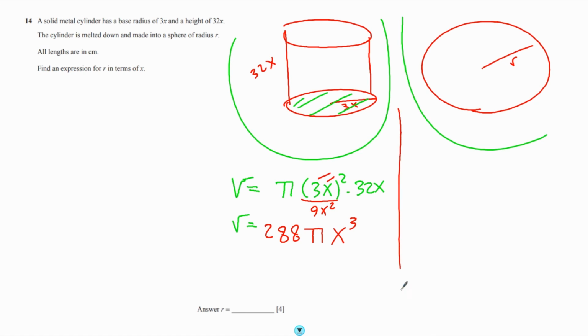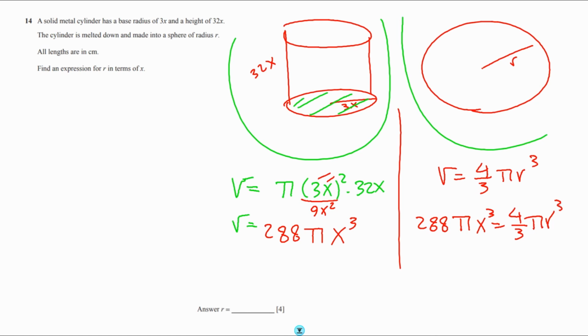Now, we are going to say that the volume of the sphere is exactly the same as the volume of the cylinder. So we know that the volume of a sphere is 4/3 pi r cubed. This is given in the formula sheet. You need to make yourself familiar with what is in the formula sheet in the exam, and refer to it as and when you need it. And we know that the volume of the sphere is equal to the volume of the cylinder, so we can write 288 pi x cubed equals 4/3 pi r cubed.